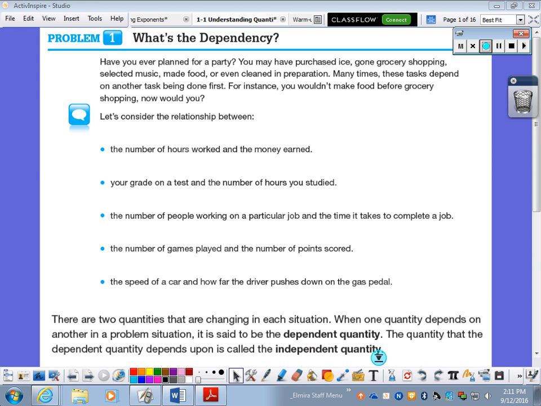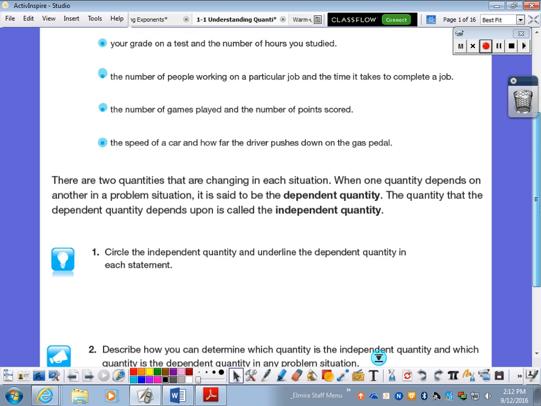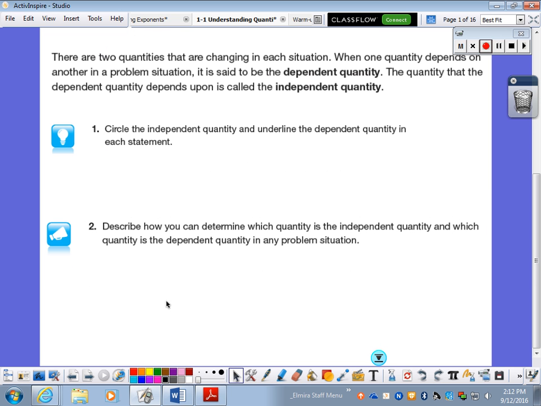So we're going to look at the relationships between the 5 things that you see here in bullet points, 1, 2, 3, 4, 5, and we're going to determine what would be the independent variable and what would be the dependent variable. I'm going to scroll down a little bit and we're going to talk about that first. You've probably heard these things in science class before. We're actually going to go down here to the bottom, number 2.